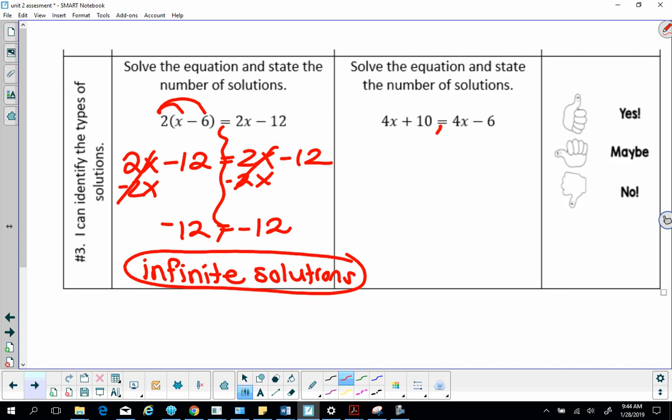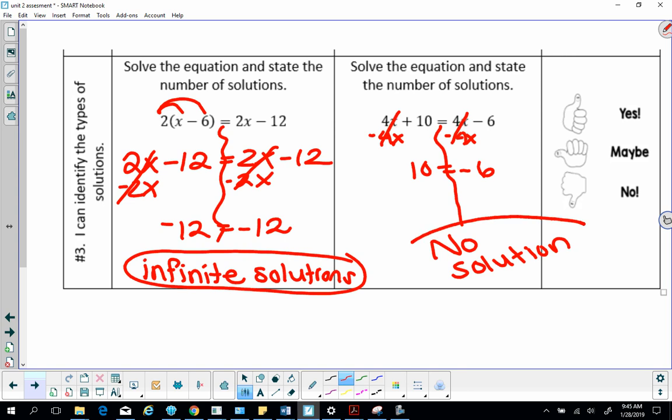This one, when I draw my river, I subtract 4x on both sides, and you end up getting 10 equals negative 6. Does 10 equal negative 6? Is 10 the same as negative 6? No. In your head, you're like, no, they're not the same, so it's no solution. That means these are technically parallel lines, which we'll learn about next unit. And because there's no solution, they're never going to cross. There's no number that I could put in for x that would get me one side equaling the other.